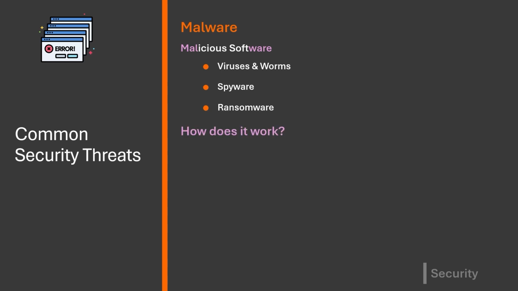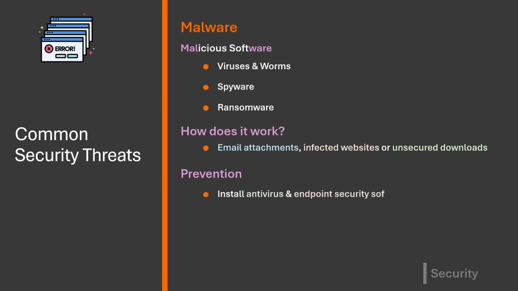Malware is often spread through email attachments, infected websites, or unsecure downloads. And how can we prevent it? We can install antivirus and endpoint security software to detect threats, regularly update and patch operating systems and applications, and implement regular backups to restore data, making ransomware irrelevant.